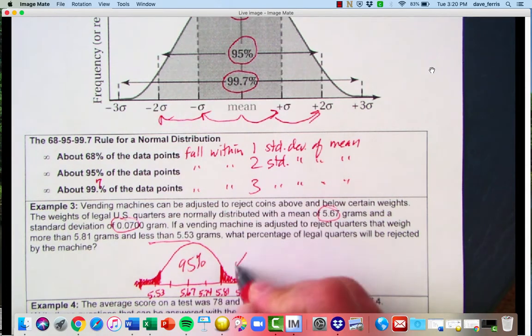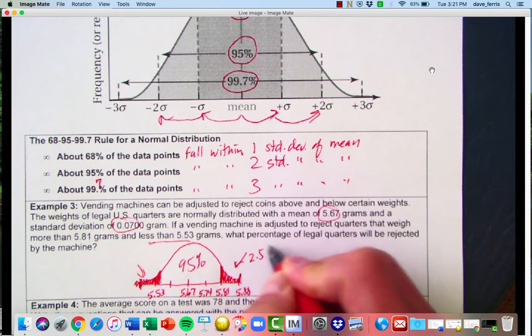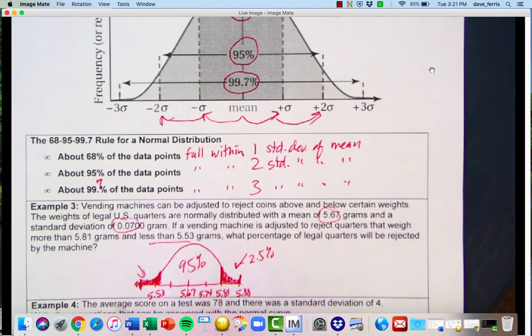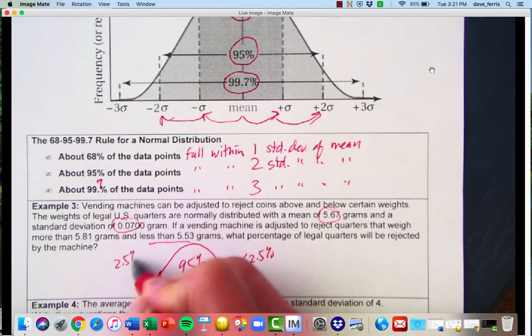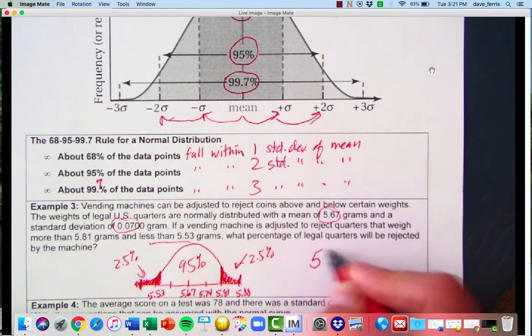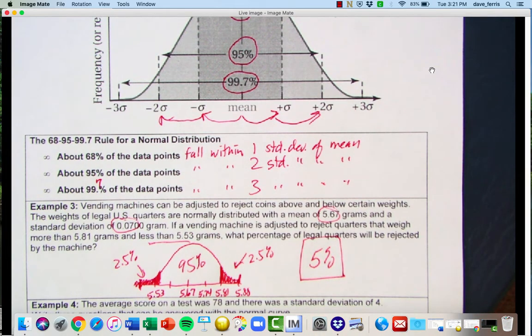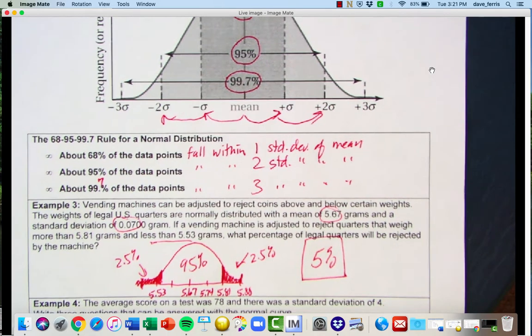So on the outside, if this is symmetric, you'll have about 2.5% above the second standard deviation and about 2.5% below the second standard deviation. And so altogether, you'll have about 5%. About 5% of the quarters will be outside of 2 standard deviations. So we can use this 95% rule to even just do a rough estimate without even using a calculator, honestly. You're just kind of doing it in your head.